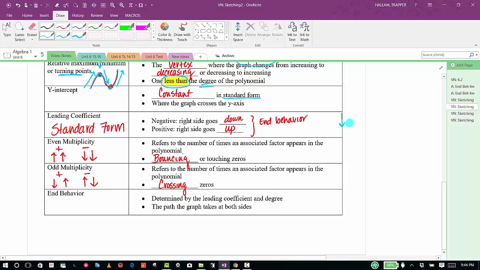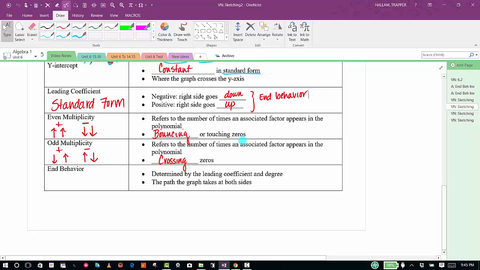So if it's negative, the right side goes down. If it's even, they both go down. If it's odd, then it started up and it goes down on the right. Can you get it? So if it's positive, the right side goes up. So let's reverse this. The right side would go up, and the left side, if it's even, would also go up, and if it's odd, it would be the opposite, or go down. So there we go.